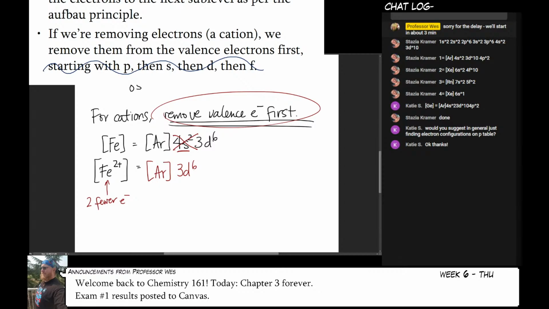And then, if I had to take away more electrons, like say iron 3, which is super common, there's 3 fewer electrons. If I've already gotten rid of all the electrons in the n equals 4 valence shell, what's the new valence shell? Well, it'd be n equals 3, right? So then I'd take from D. And there you go.